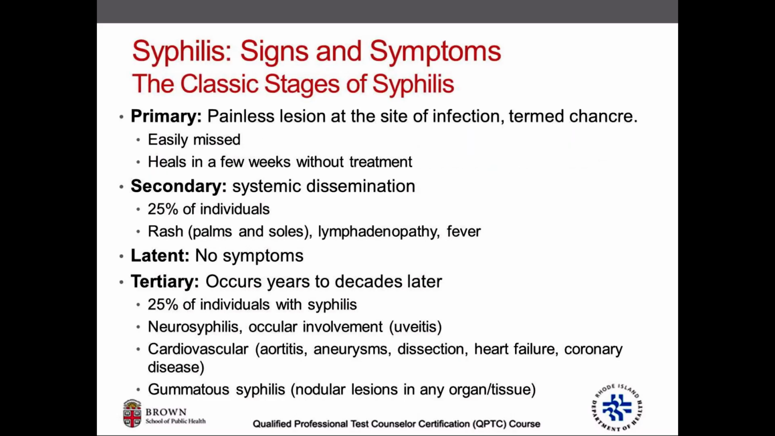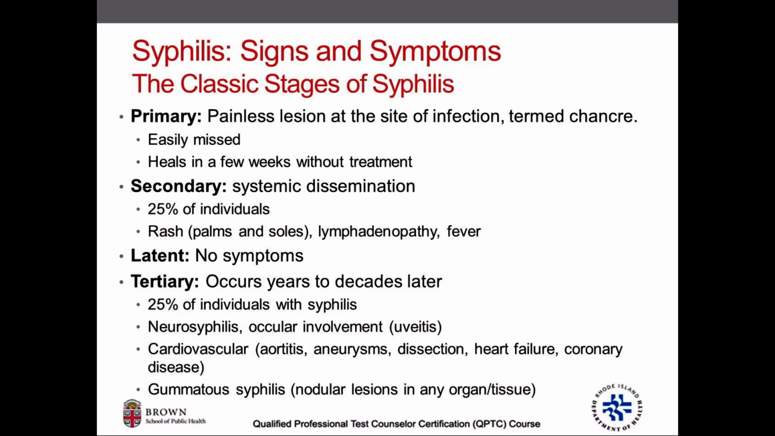As I mentioned, there's 4 stages of syphilis. The primary stage tends to be a painless chancre. It's easily missed. It can sometimes be on the inside of the rectum, vagina, throat. Even if you do nothing, it tends to spontaneously heal within a few weeks without treatment. The secondary stage of syphilis occurs in 25% of individuals, and that's where you get systemic dissemination of the bacteria, and the most common symptom is a rash that may appear especially on the palms and soles, and people may also get enlarged lymph nodes and fever.